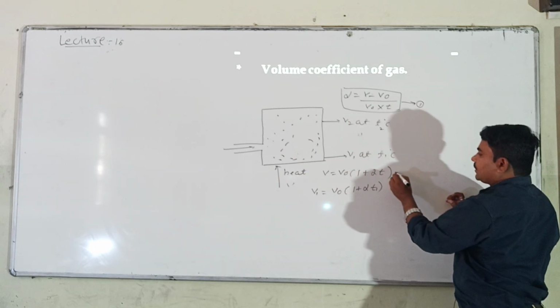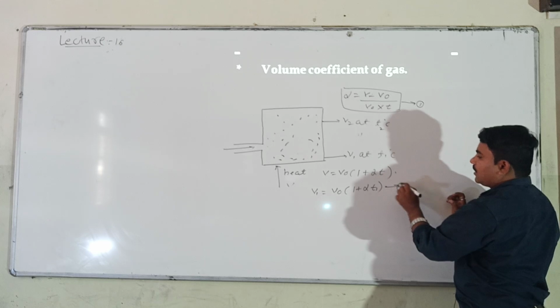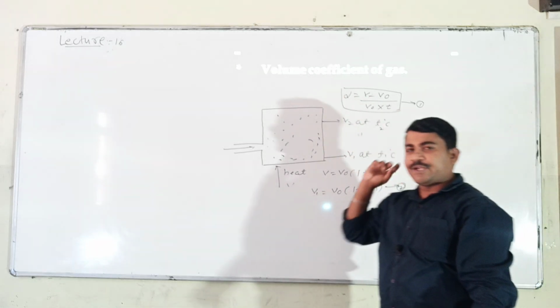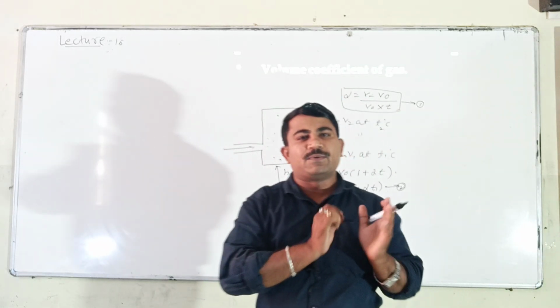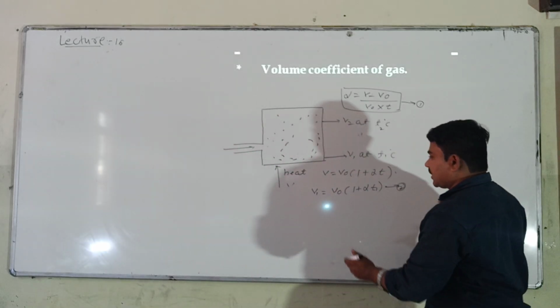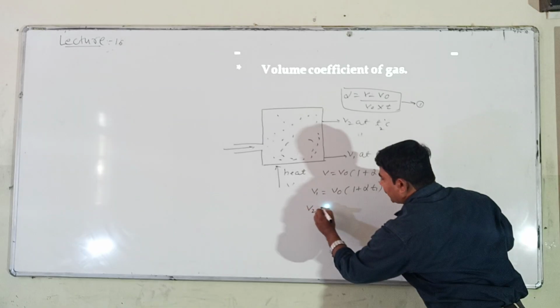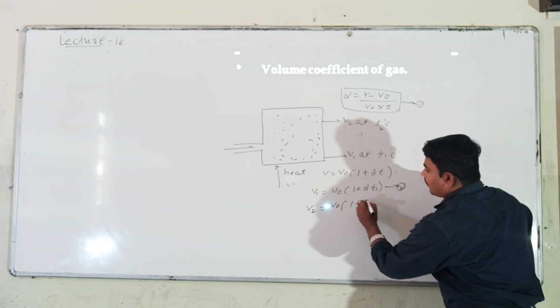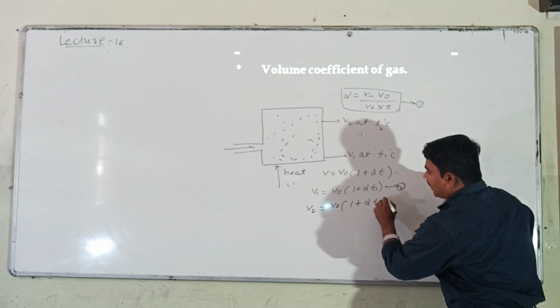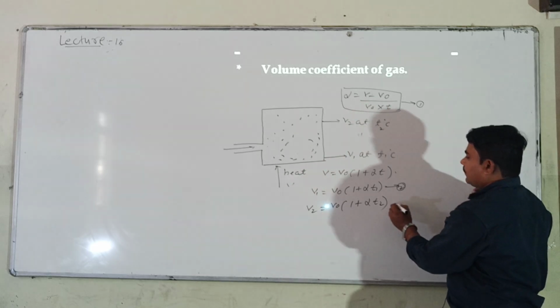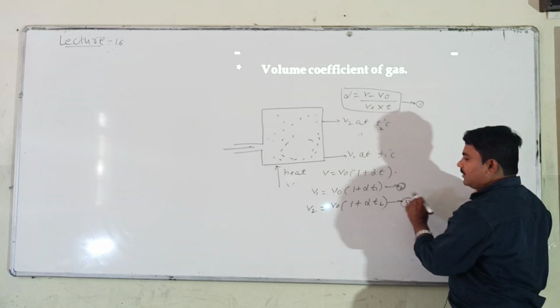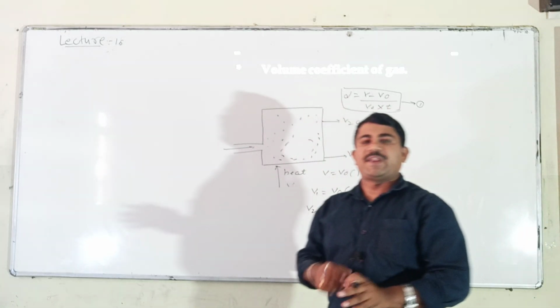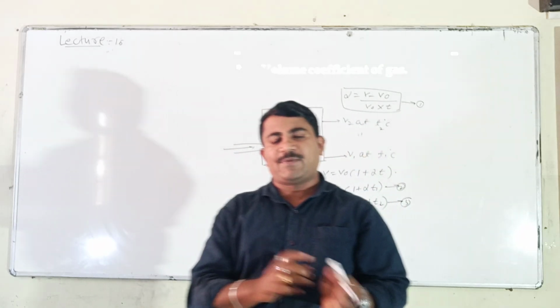What about this? Equation number 2 shall I call? Now at volume V2 and temperature T2, shall I take here? V2 is equal to how much? V naught, keep it the same, into bracket 1 plus alpha into T2. What about this? Equation number 3, right? Very simple. Divide equation 2 by 3, you will get the values.